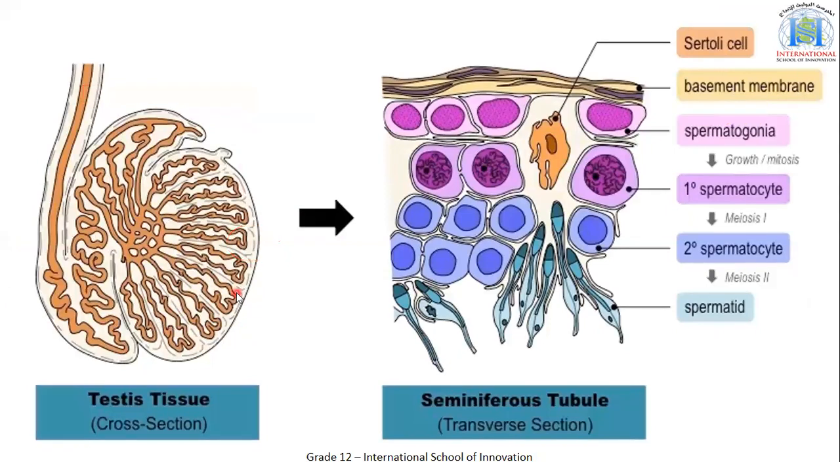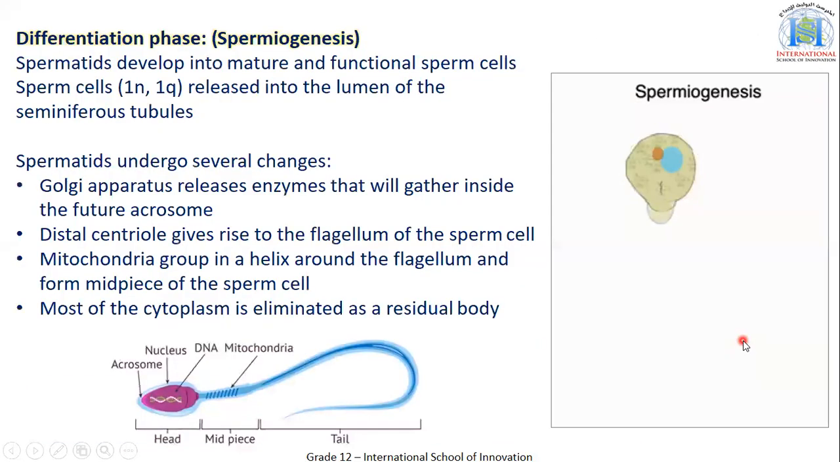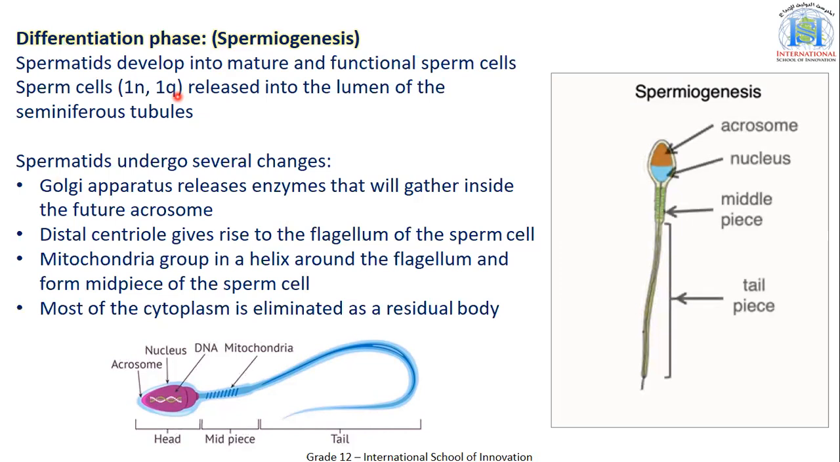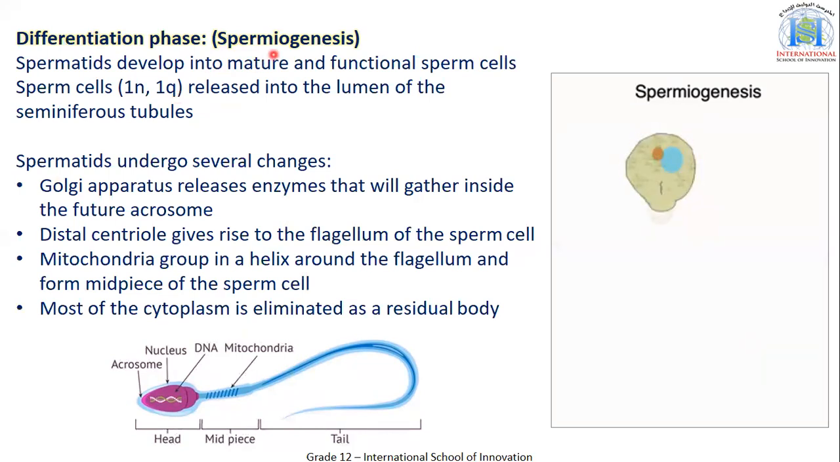So in the seminiferous tubules, this is happening. Spermatogenesis is happening. At the basal lamina, we have the spermatogonia. After growth and mitosis, we obtain spermatocyte 1. After meiosis 1, we obtain spermatocyte 2. After spermatocyte 2, we obtain a spermatid. This spermatid has N chromosomes with one chromatid, but spermatids are not mature. Spermatids become mature in the epididymis, and they undergo spermiogenesis in the seminiferous tubules.